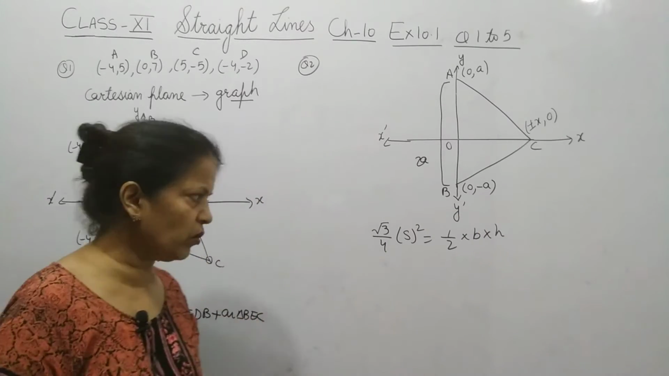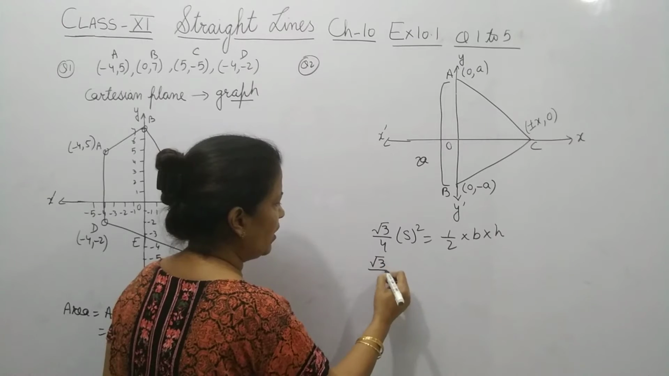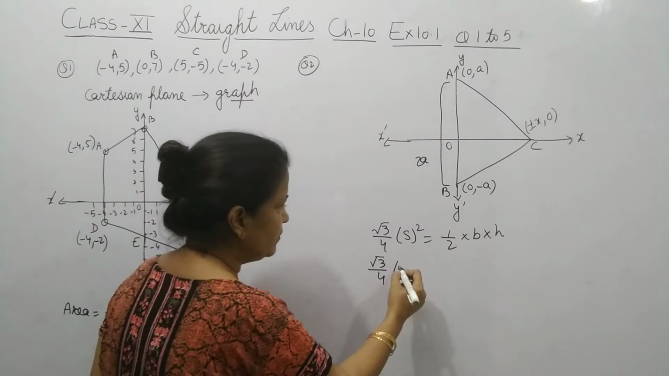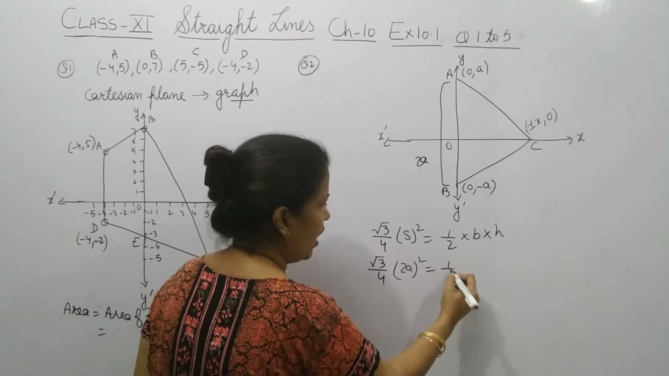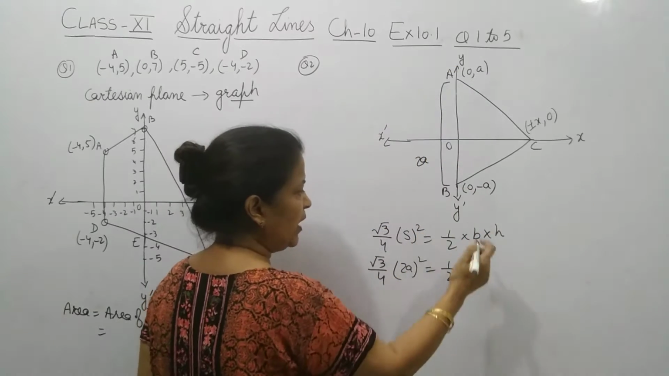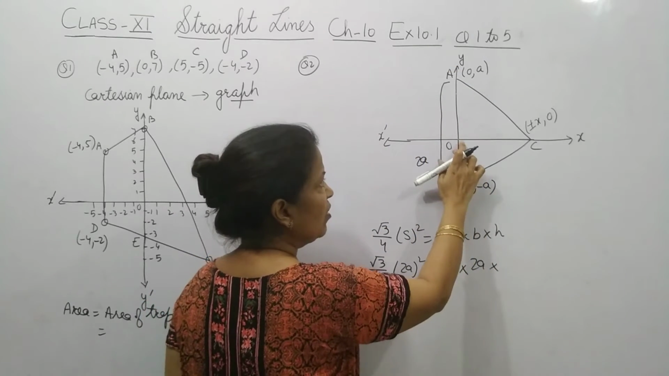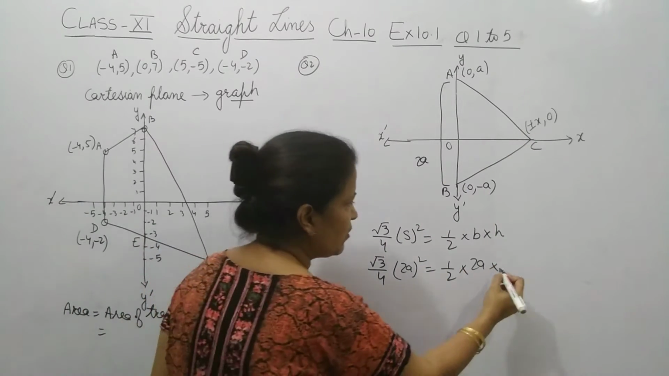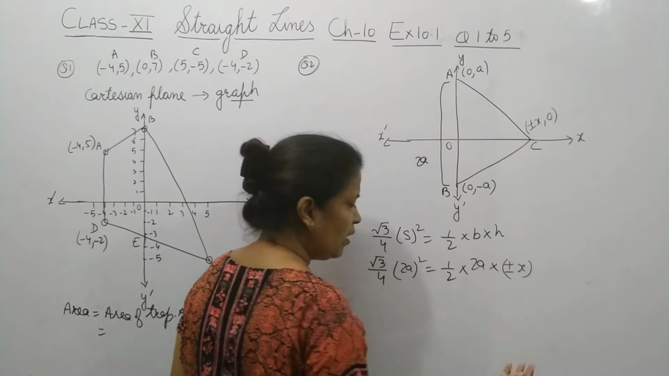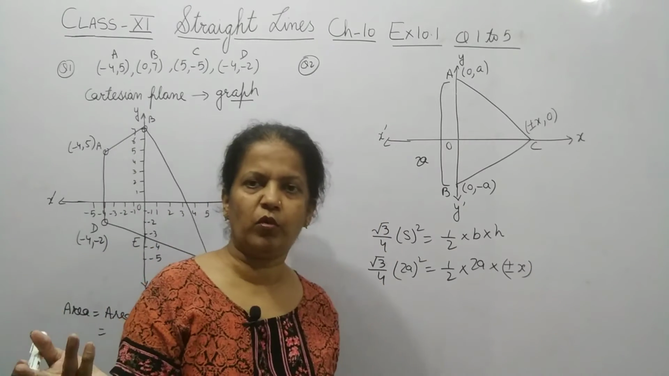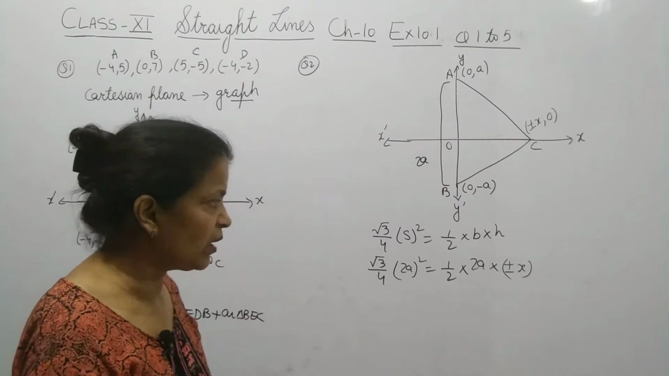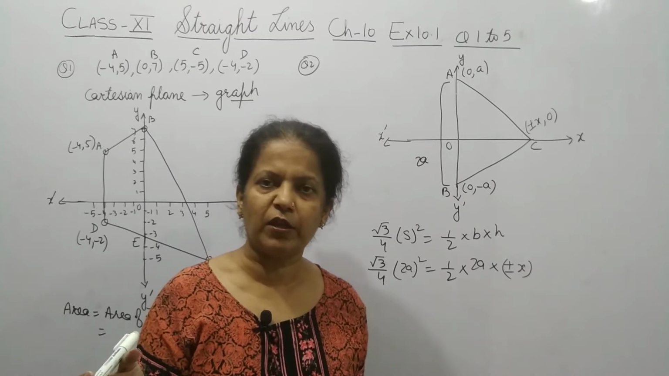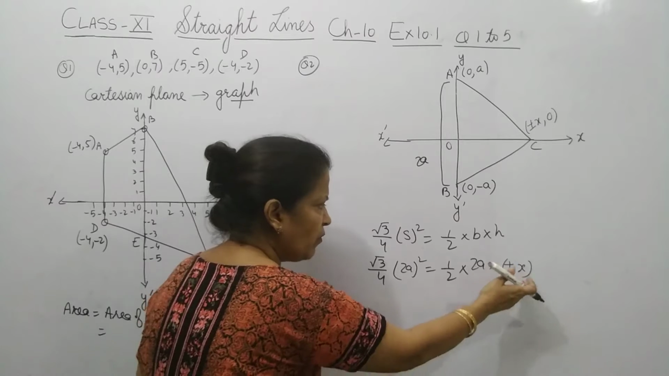So we can equate them together. So it will be root 3 by 4. What should be the side? It's an equilateral triangle, so the side will be 2a. 2a whole square equals half base. The base is 2a and the height is from here to here. This is the height, so the height will be plus minus x. Positive and negative. Otherwise, you have to do it in two ways: first you take plus x, and in the other case you take minus x. So it will be good if you write it like this.